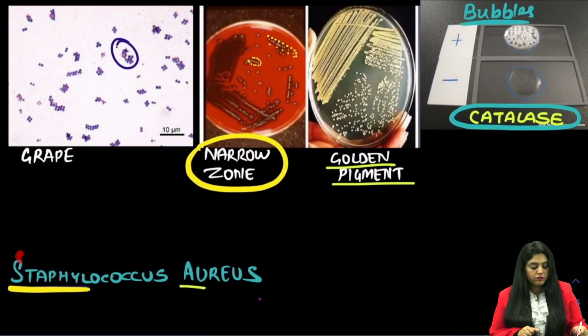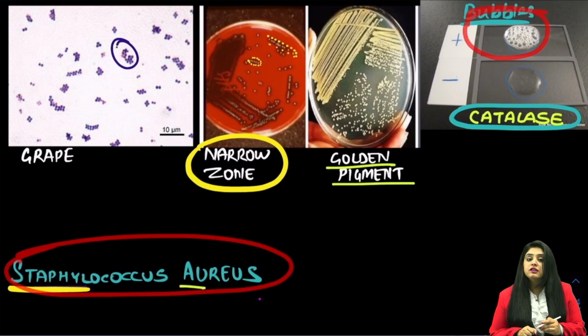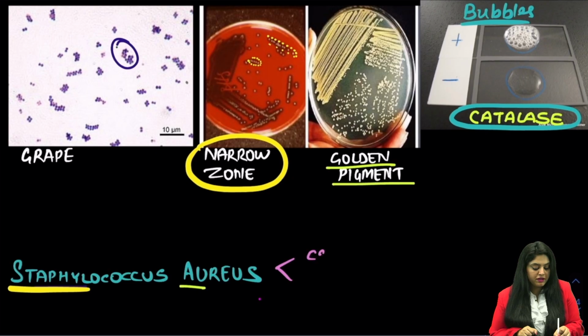Why did I speak about it over here? Because Staph aureus is also catalase positive. Is there any other enzyme that Staph aureus is positive for? Other than catalase, it is also coagulase positive.